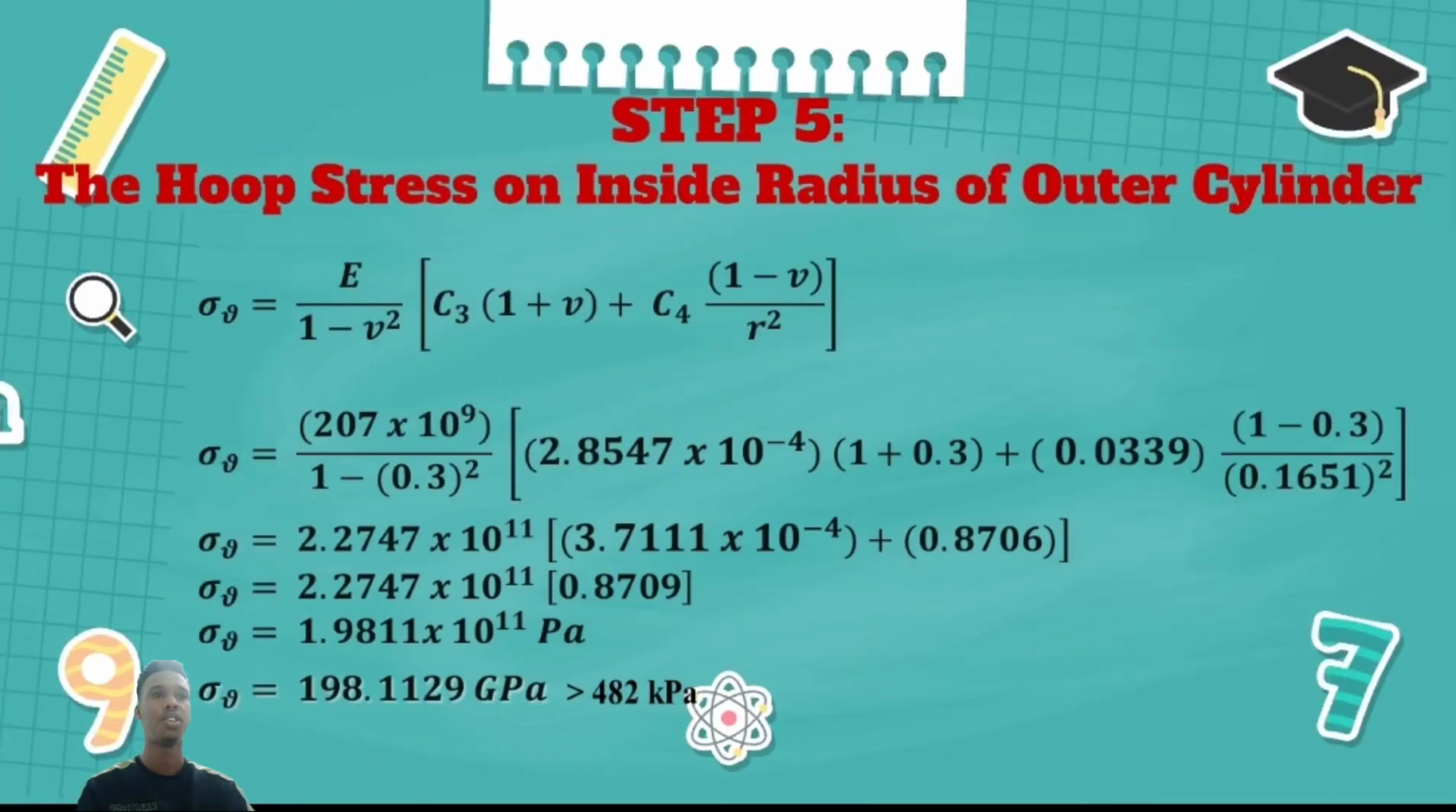That's step 5, the inside radius of the outer cylinder. So you can see the formula of the substitution. A we get C3 and B we get C4. So you can see C3 is 2.8547 times 10 to the power of minus 4, and C4 is 0.0339, until we get 1.9811 times 10 to the power of 11 Pascal, and the last answer is 198.112 GPa, which is greater than 482 kPa.